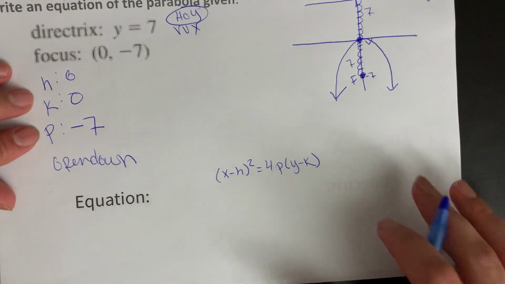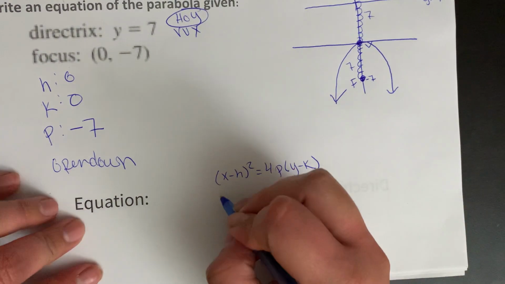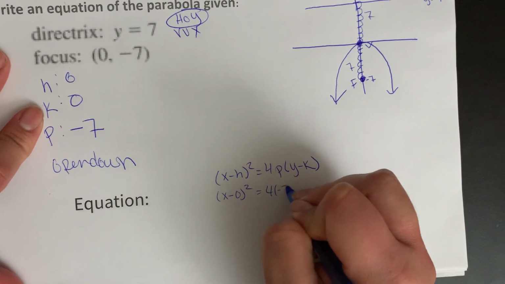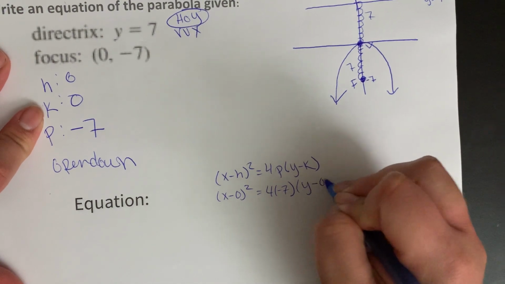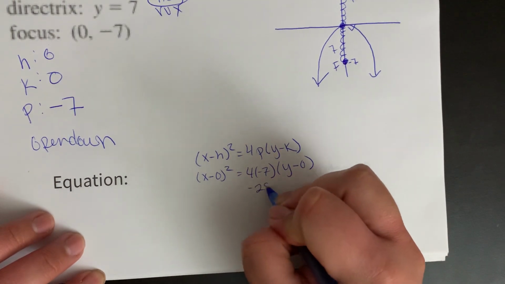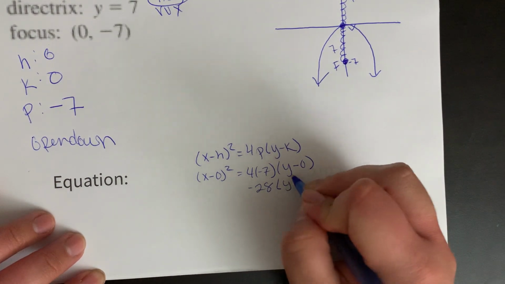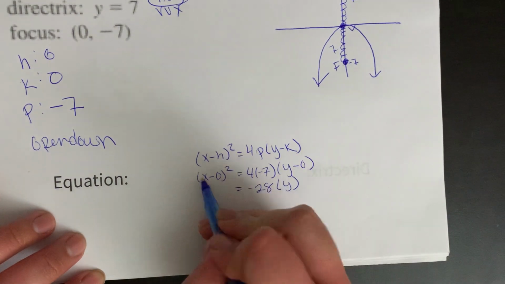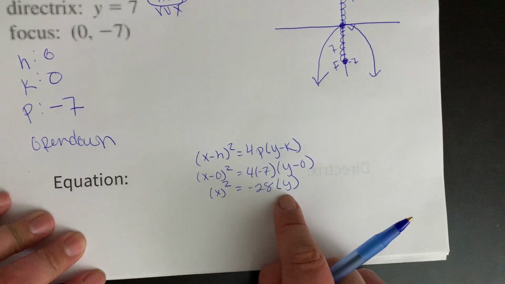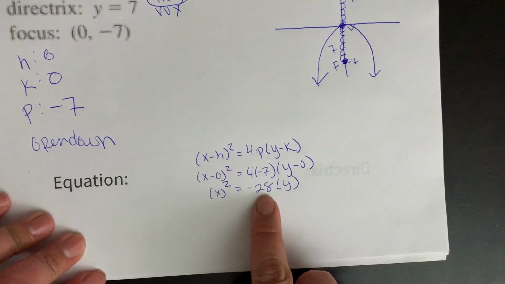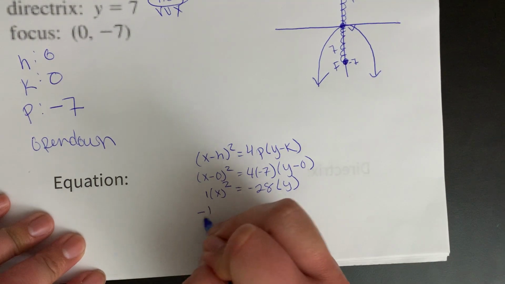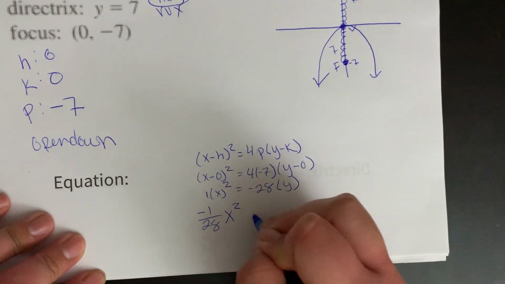So now we can plug everything in. So we would have x minus 0 squared equals 4 times negative 7, y minus 0. Now let's simplify. So you're going to have negative 28. Y minus 0 is really just y. Then equals x minus 0 is really just x squared. We want to isolate the y, so we're going to divide both sides by negative 28. So remember out here, we really just have a 1. So that's negative 1 over 28 x squared equals y.